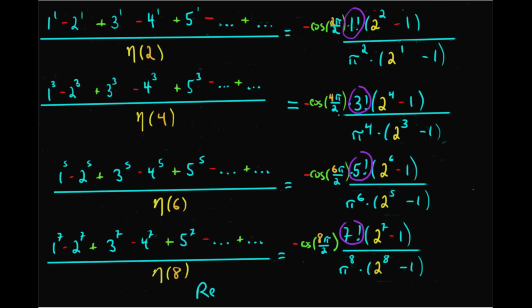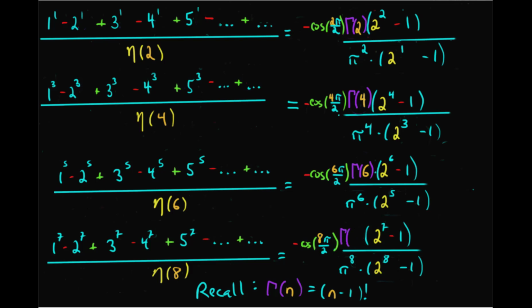And for those of you who have been watching this channel for a long time, you may know that we've done a lot of videos on the gamma function. The gamma function is this amazing function that extends the concept of the factorial to non-integer inputs, and by definition, gamma of n equals n minus 1 factorial. So in place of 1 factorial for the n equals 2 case, I'm going to write gamma of 2. In place of 3 factorial for the n equals 4 case, gamma of 4. In place of 5 factorial for n equals 6, gamma of 6. And in place of 7 factorial for n equals 8, gamma of 8.